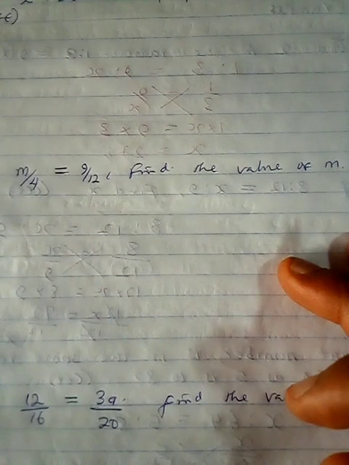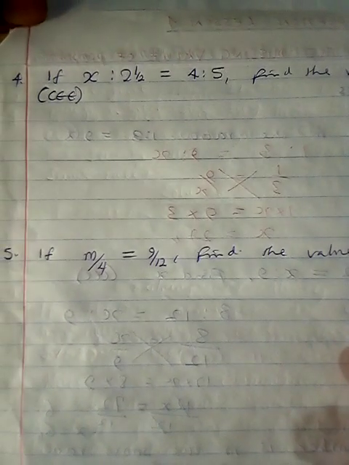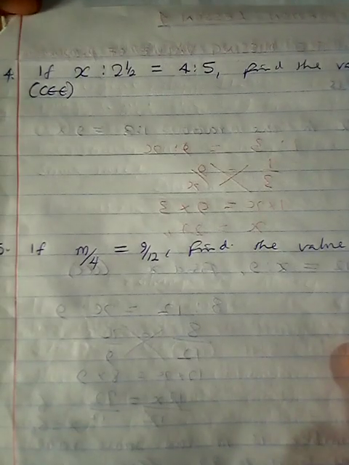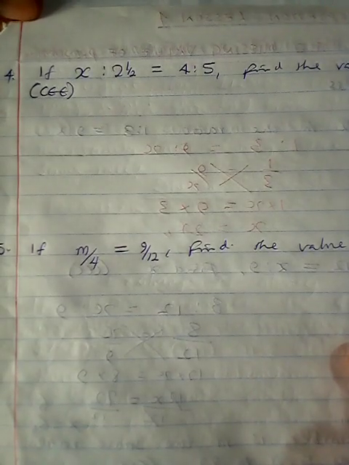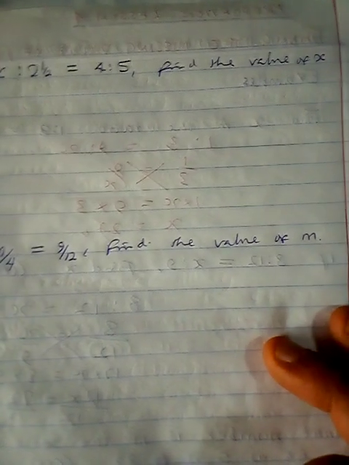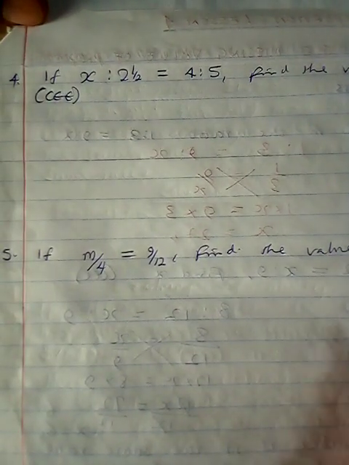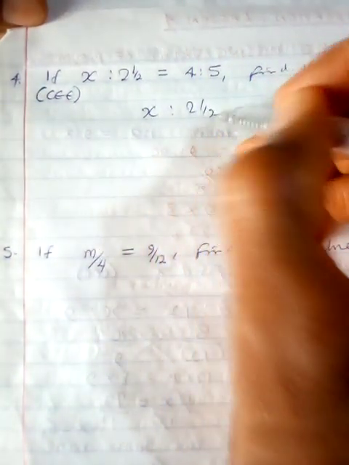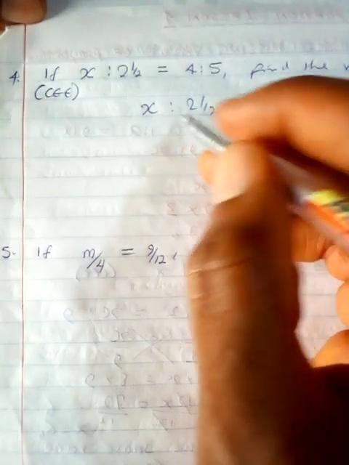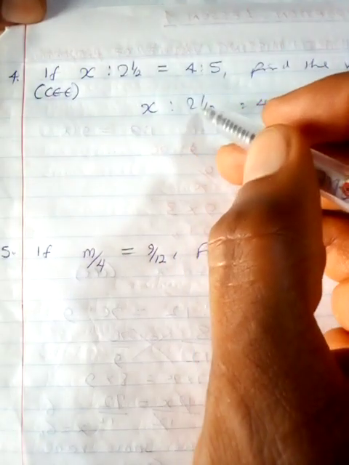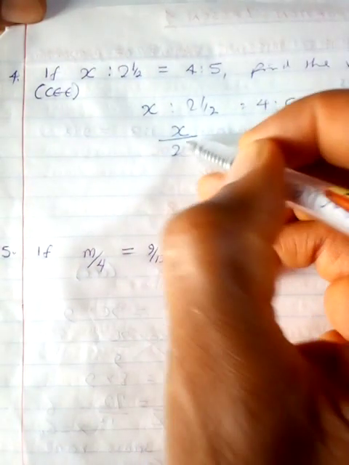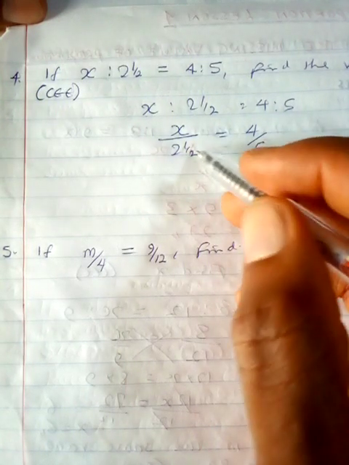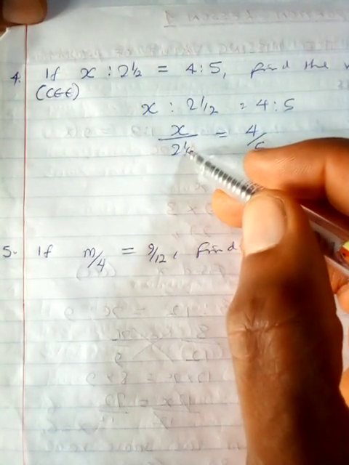Next question, let's go to number 4. Number 4 is here. If x:2.5 is equal to 4:5, find the value of x. So we have x:2.5 equals 4:5. First of all, let us express this as a fraction. That is going to give us x over 2.5 equals 4/5. Of course, we are going to change this into an improper fraction.